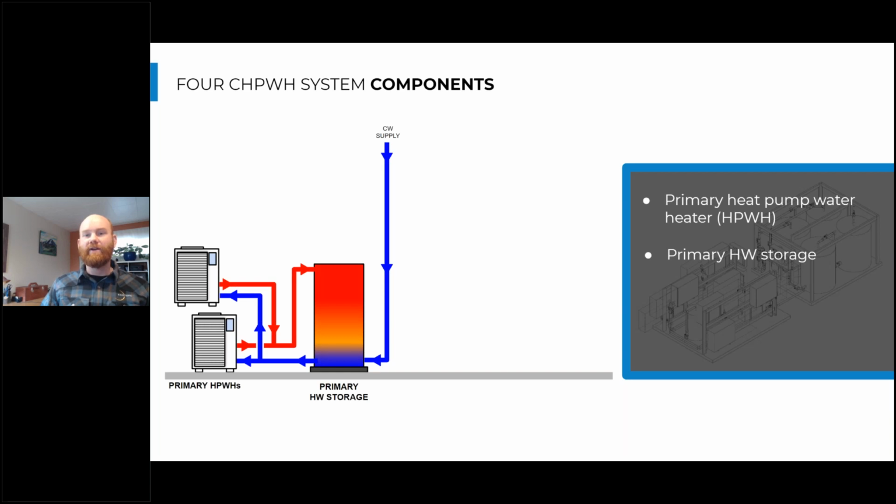But those primary heat pump water heaters are not instantaneous water heaters. It takes them time. They have to go through a cycle to move that heat into water. So we have typically a primary hot water storage tank. This is our thermal battery where we're storing the hot water.